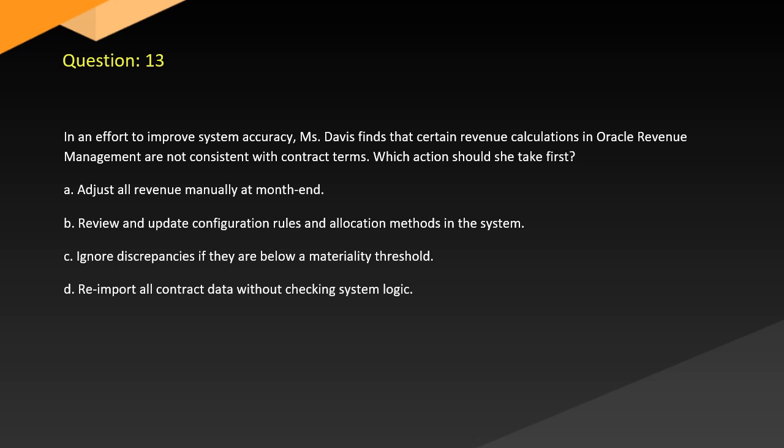Question 13. In an effort to improve system accuracy, Davis finds that certain revenue calculations in Oracle Revenue Management are not consistent with contract terms. Which action should she take first? A. Adjust all revenue manually at month end. B. Review and update configuration rules and allocation methods in the system. C. Ignore discrepancies if they are below a materiality threshold. D. Re-import all contract data without checking system logic.